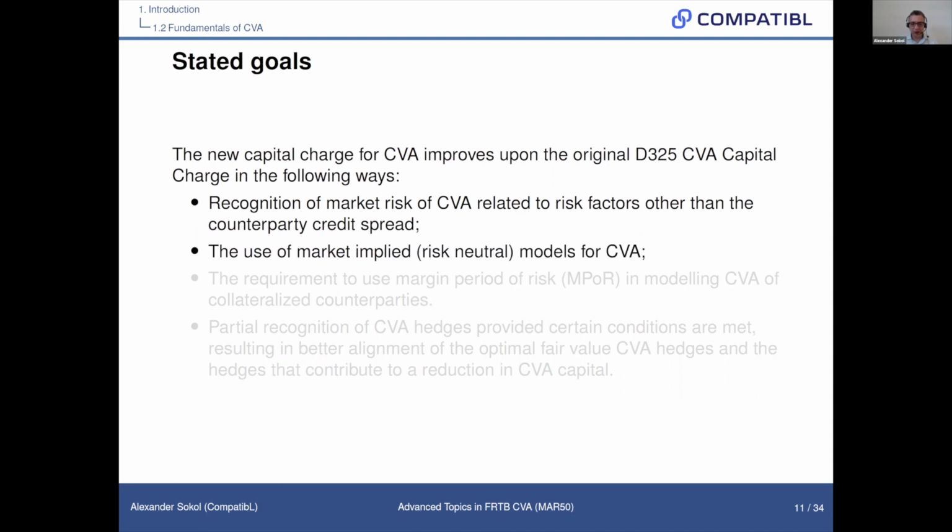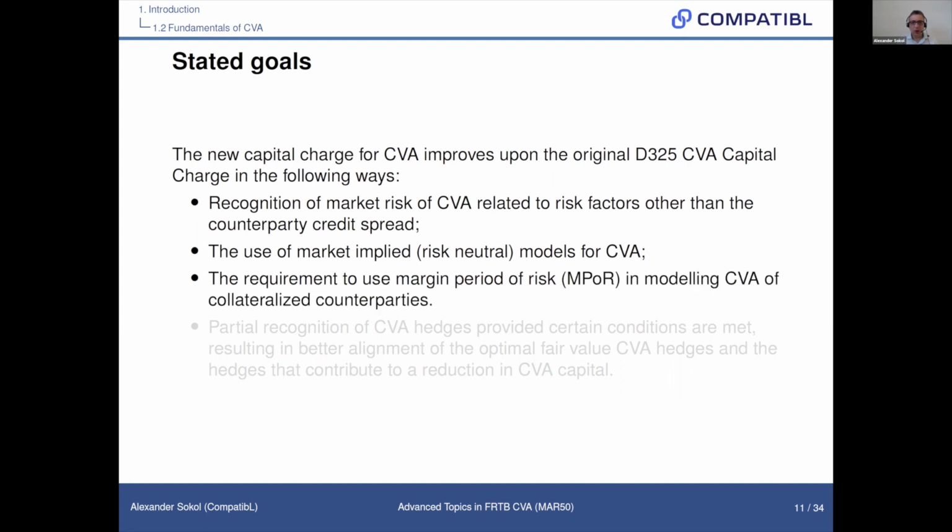Now it's completely clear, even though it was not really clear in the beginning, that you must use market implied or risk neutral models for CVA. So there were some earlier proposals in which essentially historically calibrated real-world models were proposed for CVA, which would have caused significant errors in its calculation.